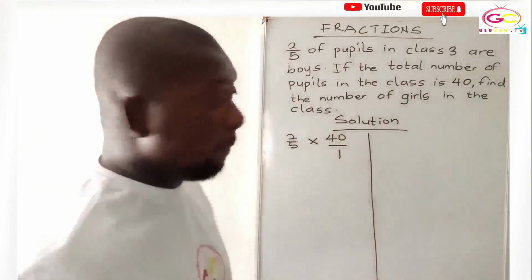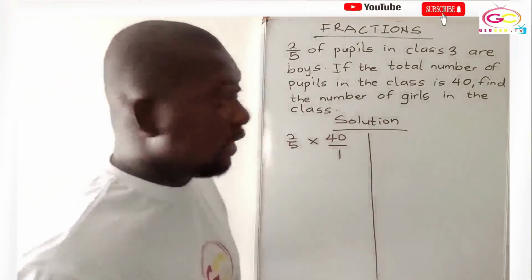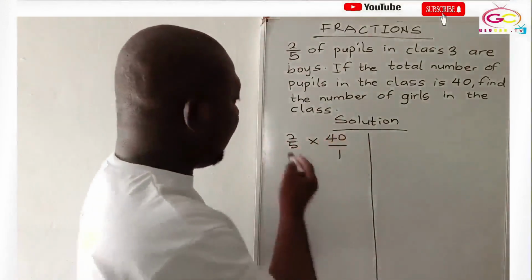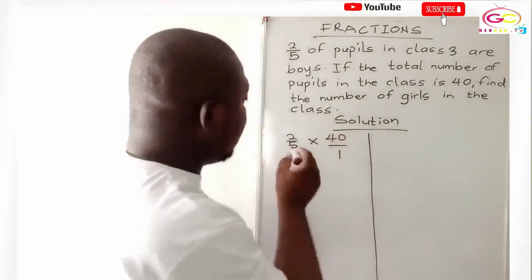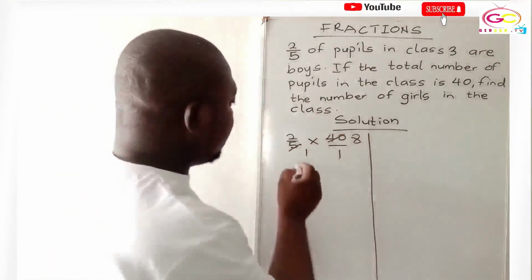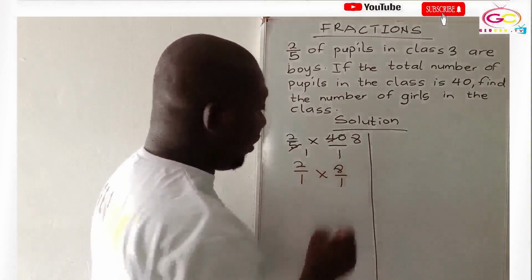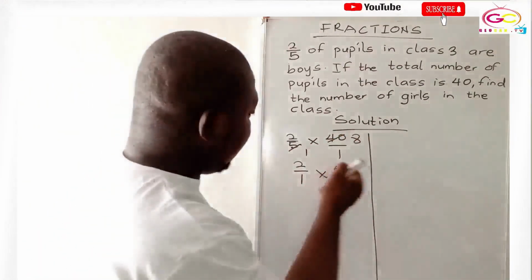Good. Now, remember, you can cancel vertically or diagonally, right? So let's do that diagonally because 5 can go into 40. So 5 ones are 5, 5 eights are 40, right? So you have 2 over 1 times 8 over 1, right? Good. Can we cancel again?